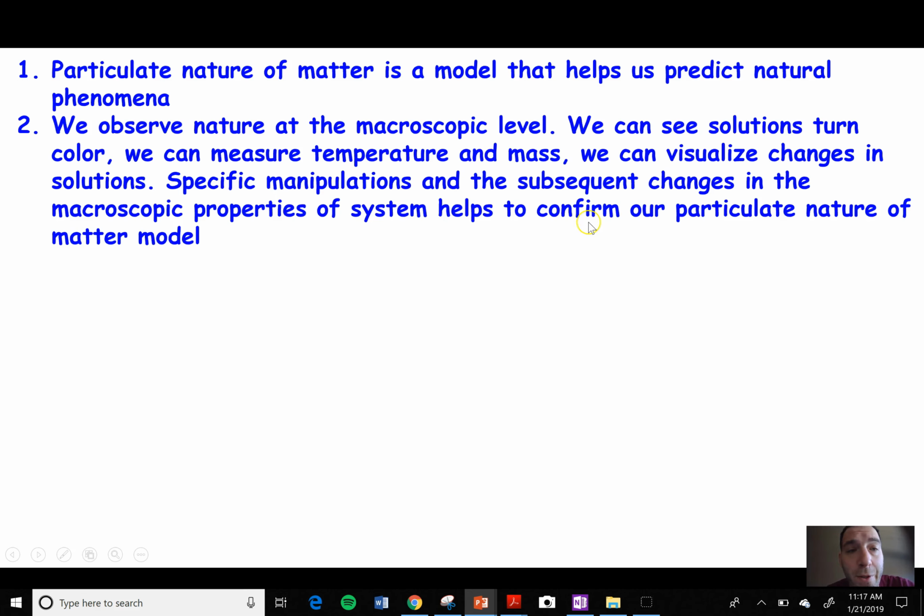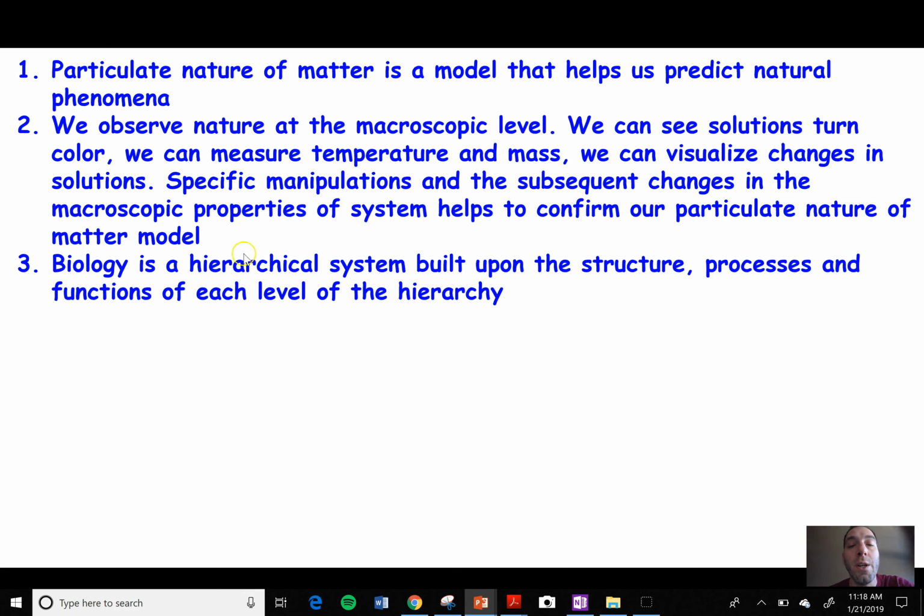But we can infer them by measuring things, by looking at solution color, by measuring temperature, mass. And we can visualize changes in these solutions. Specific manipulations, changes in how we combine things, allows us to understand the subsequent changes in that macroscopic system. This can help us to confirm our particulate nature of matter. That's what you do in the lab. We're going to do that when we change the composition of our enzyme reactions. We change the color.